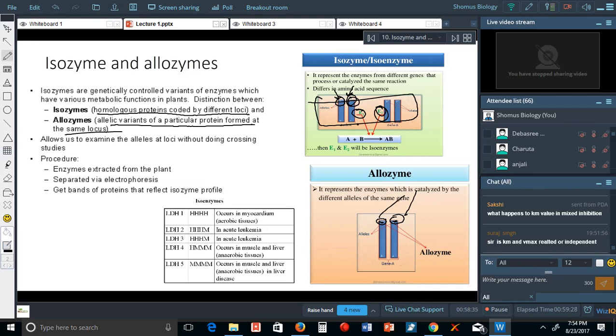A few such examples. For example, in humans we can check lactate dehydrogenase. There are different variants, LDH 1, 2, 3, 4, 5, 6 different variants, and you can see here that they have different allelic variation. These are actually isozymes, so they are produced from different homologous regions, from different loci. So let's say LDH 1 occurs in myocardium, LDH 4 occurs in muscle and liver, LDH 3 is actually produced in acute leukemia, and things like that.